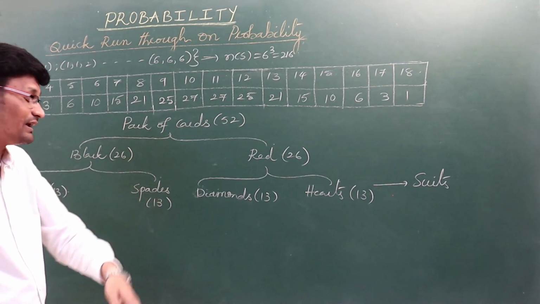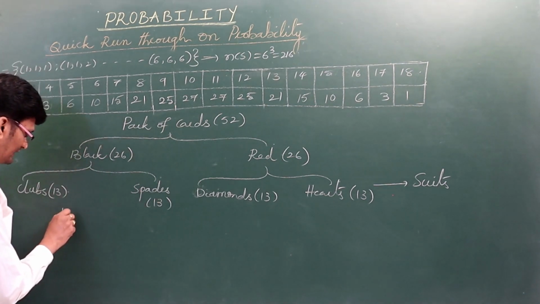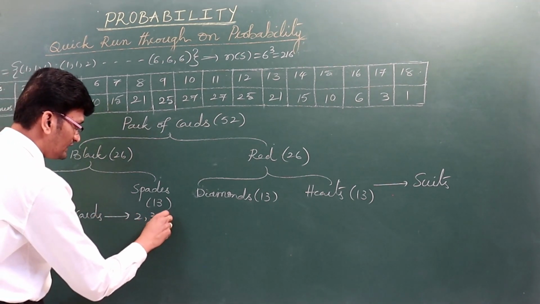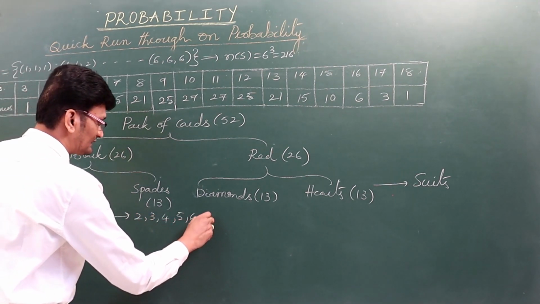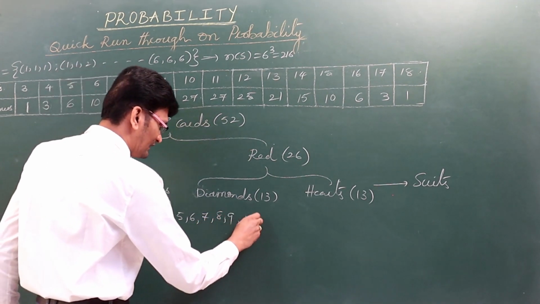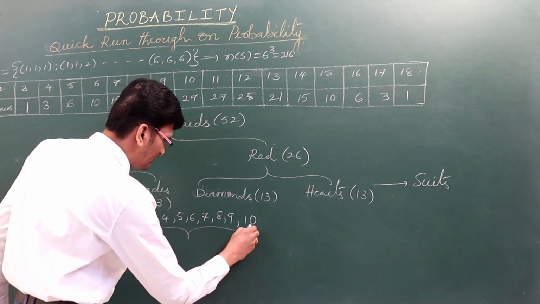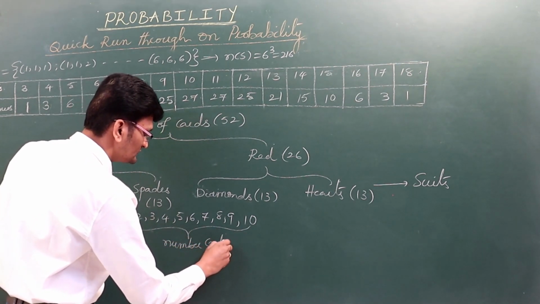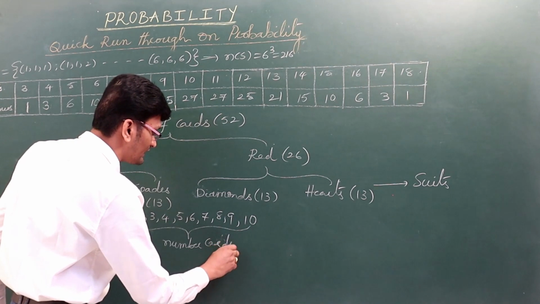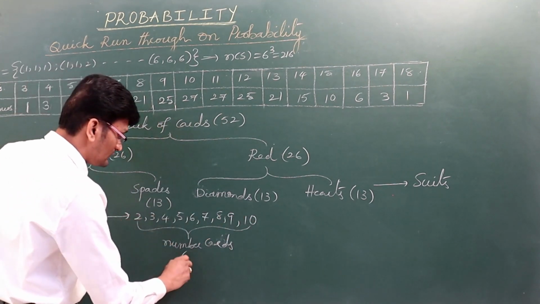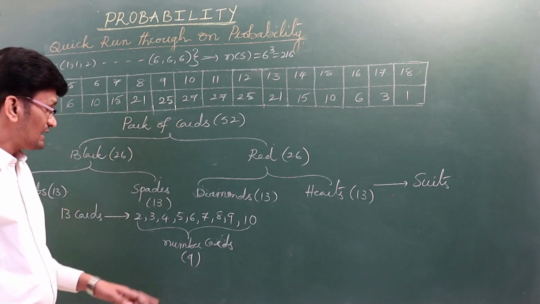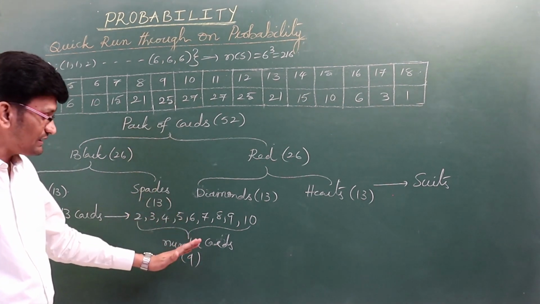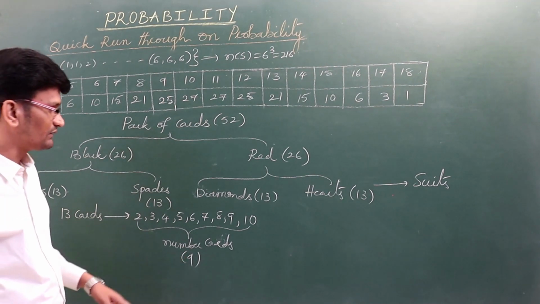Now what are they? Each suit contains 13 cards. What are they? Let us see. 2, 3, 4, 5, 6, 7, 8, 9, 10. These are called number cards. Number cards. How many are there? 9. So in the pack of cards, each suit contains 13 cards. In 13, 9 are numbered cards.